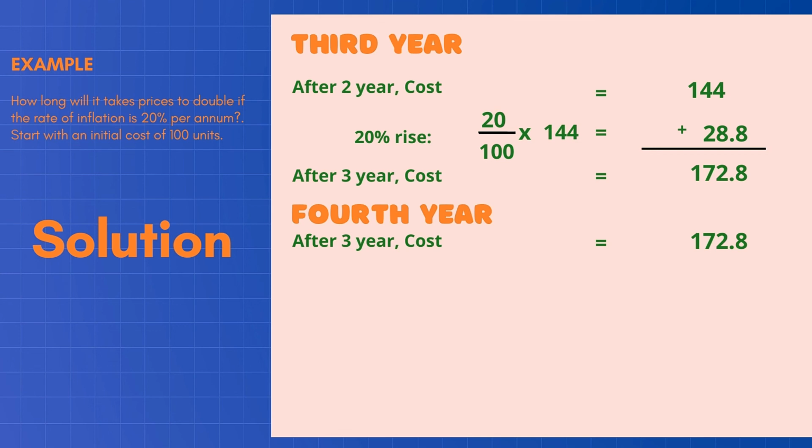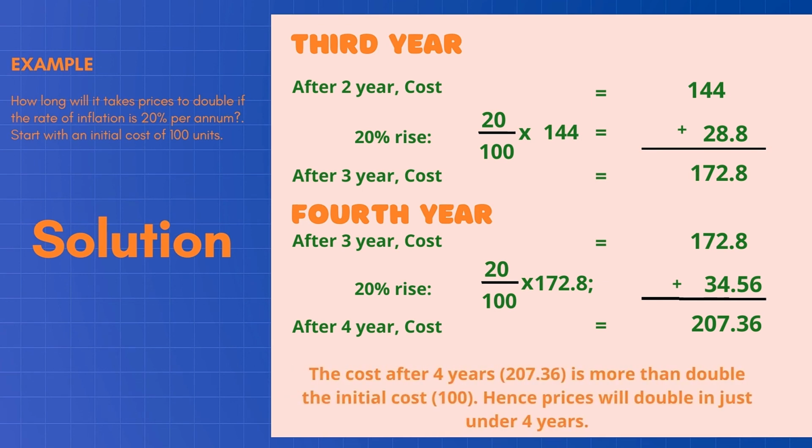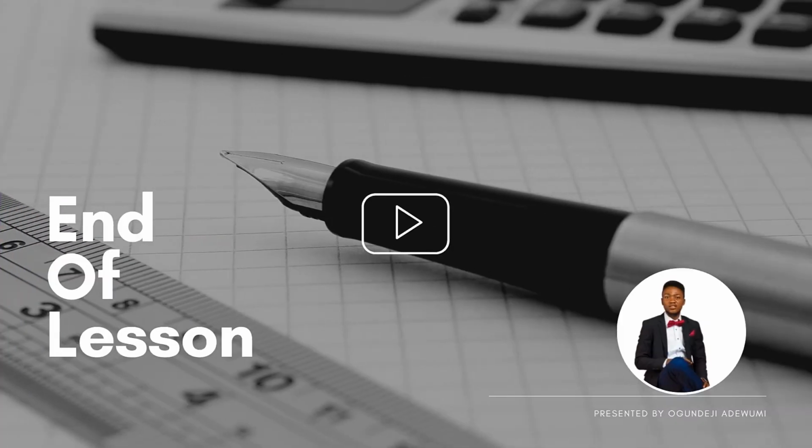Now, for the fourth year, the cost now is 172.8 units. 20% of 172.8, which is 20 over 100 times 172.8, will give us 34.56 units. Summing up, you have the cost after 4 years to be 207.36 units. Now, the cost after 4 years, which is 207.36, is more than double the initial cost, which is 100. Hence, price will double in just 4 years.